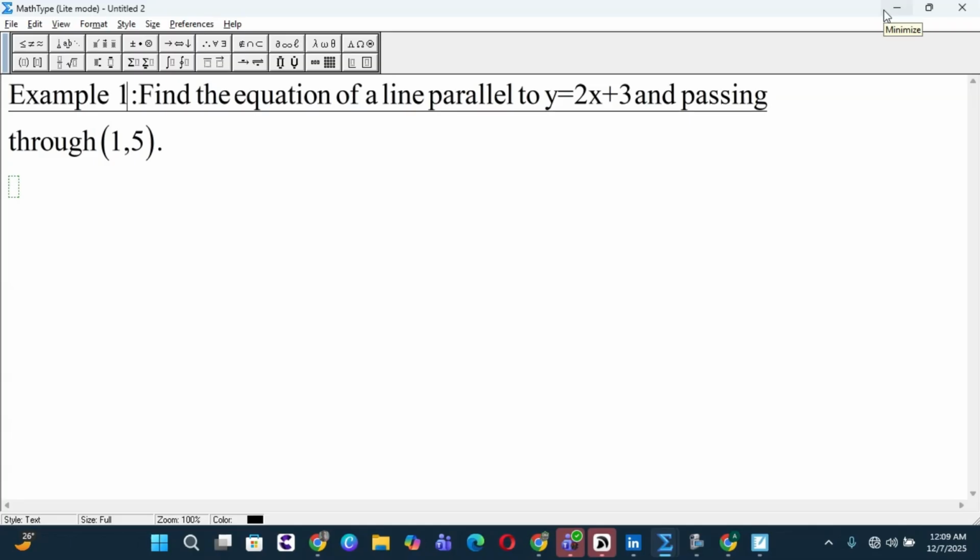Okay, let us look at this question under equation of a straight line. So we have to find the equation of a line that is parallel to y equals 2x plus 3 passing through this point. There is something we need to understand here if you want to get this correctly. So let me just give you a kind of illustration of this in a moment.